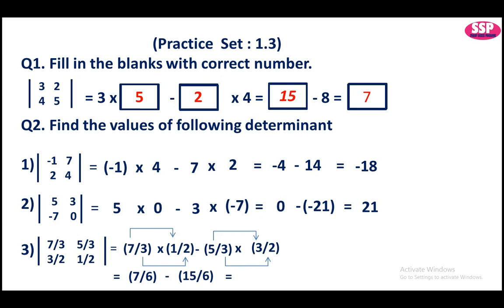As we have to perform the subtraction of fractions having the same denominator, keep this denominator as it is, 6, and we perform subtraction in the numerator. 7 minus 15 gives minus 8 upon 6. Divide it by 2, we get 2 4s are 8, 2 3s are 6. That means minus 4 upon 3.